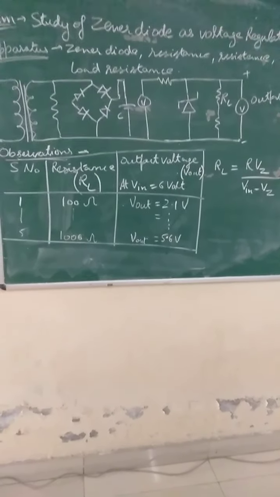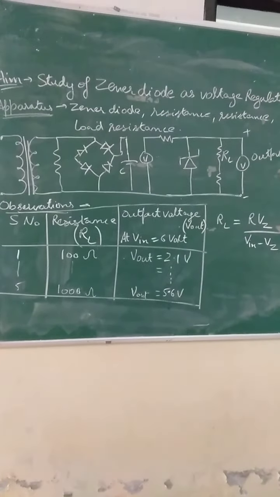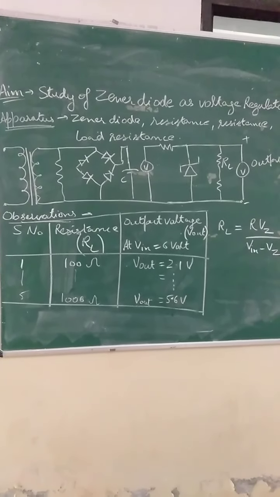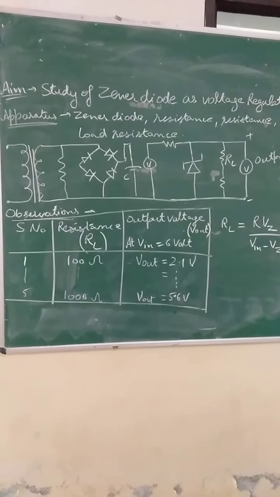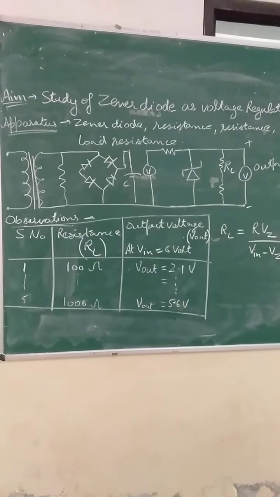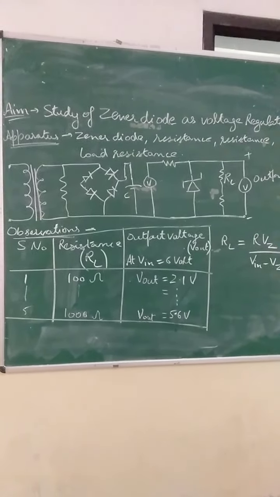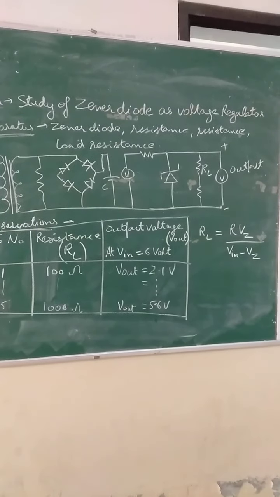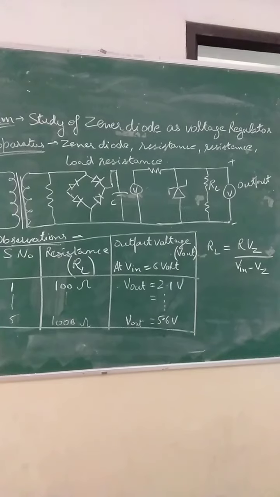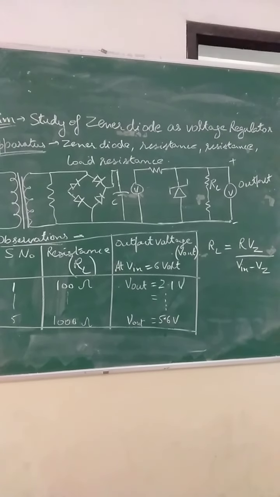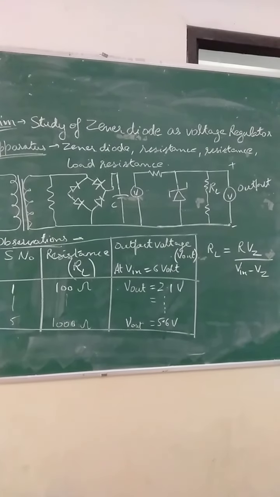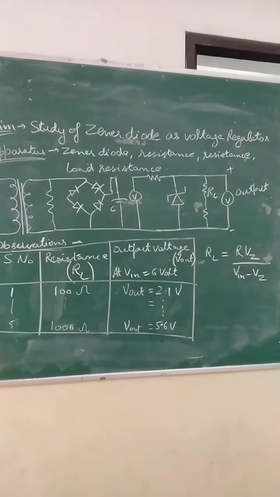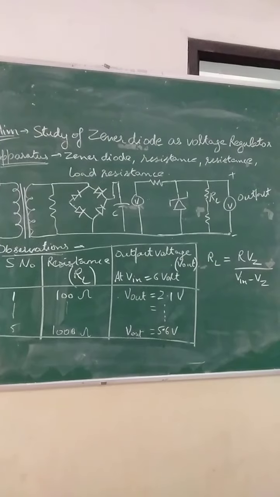Now this is how your observation table will be, that is according to the readings for 100 ohms, 200 ohms, so that I can trace the value for 1000 ohms also. So with the change in load resistance value, output will also vary, and output will go maximum up to 5.6, because input voltage was 6 volt. So to stabilize this value I can go ahead with 5.6 volt.